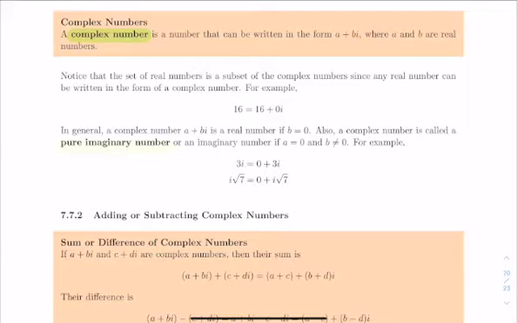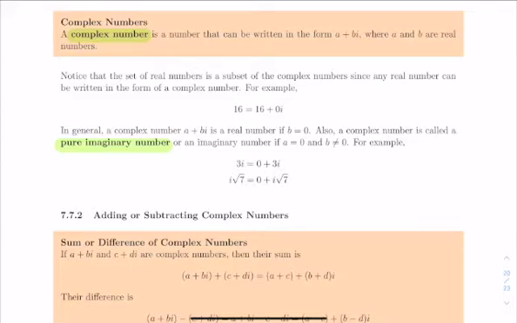Also, a complex number is called a pure imaginary number, or an imaginary number, if a is equal to 0 and b is not equal to 0. So we can write 3i as 0 plus 3i, or i root 7 as 0 plus i root 7.